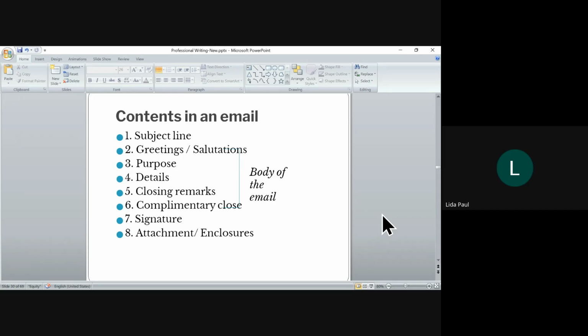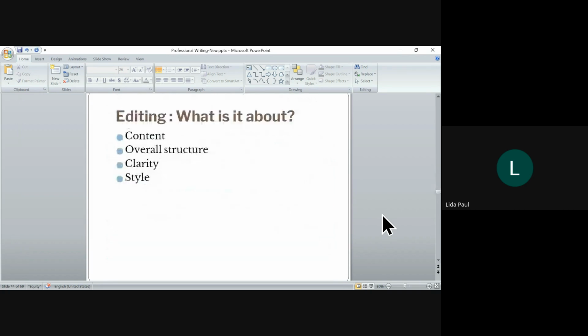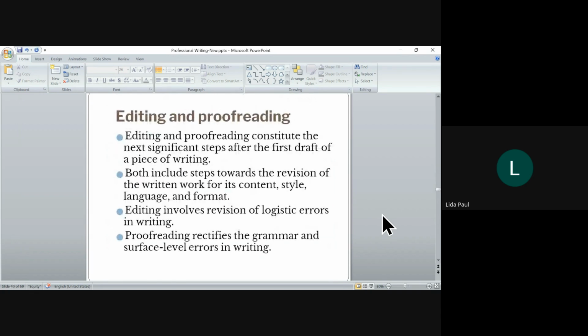So that is about the contents of an email. Now we are going to discuss a bit about the writing part, which is the language part of the email, right? We discussed quite a lot of things about how the language of an email should be. I showed you a few examples of useful phrases in case you're beginners and not very sure of how to start off with an email or how to end it. We looked at a few expressions yesterday, right?